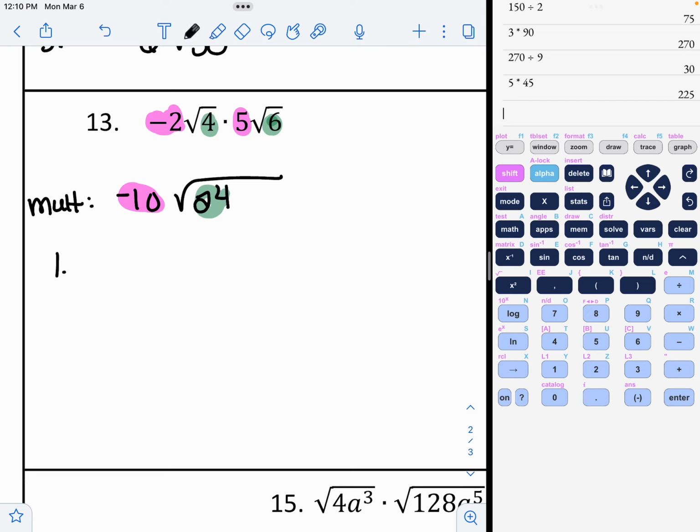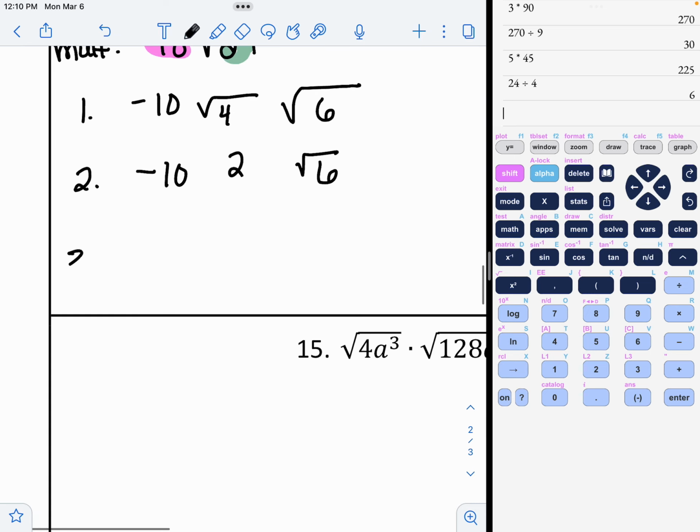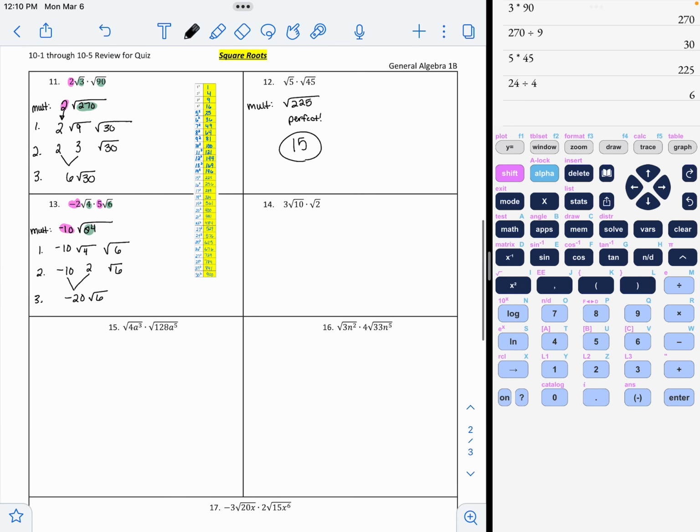So step 1, the -10 drops down, and we need to break apart our 24. As we work our way through our list, 4 is the only number that goes into 24, so it's broken down like that. So step 2, bring down the 10, the 4 becomes a 2, and the square root of 6 is left behind. Step 3, you need to multiply those two answers together. -10 times 2 is -20, and the square root of 6 drops down.